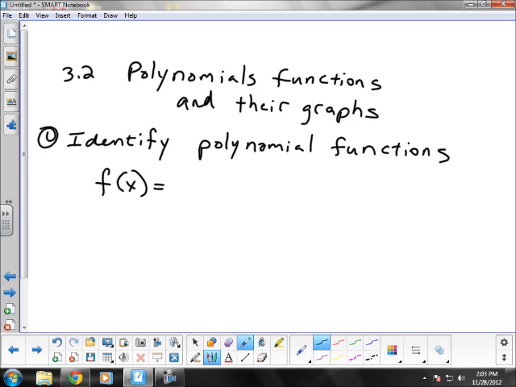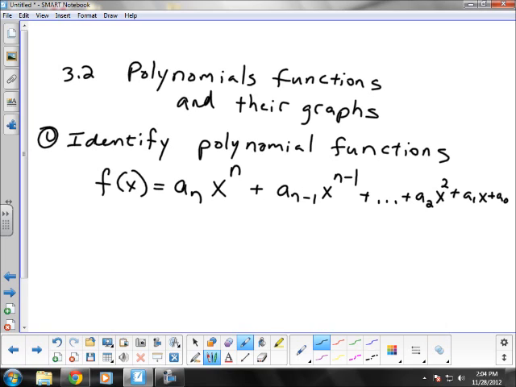f of x is equal to some number, I'm going to call it a sub n, times a variable raised to a power. We're going to call that power n right now because I don't want to put a number in there. Then, if they're in the correct descending order, the next power is one less, and this term is just another constant. And it goes all the way down to a constant term, where the power on the exponent is going down by 1 every time.